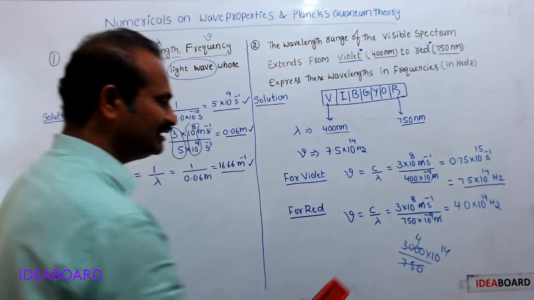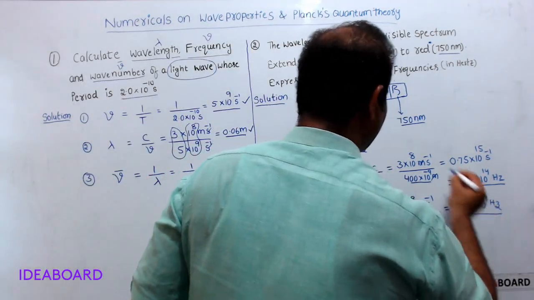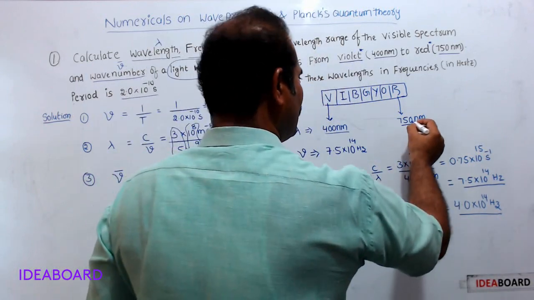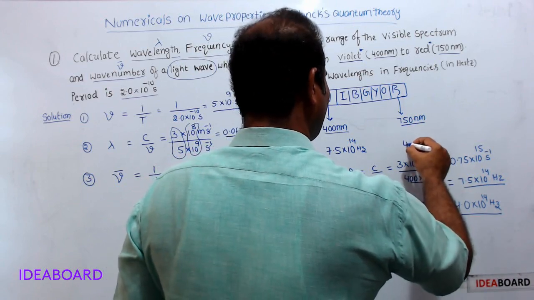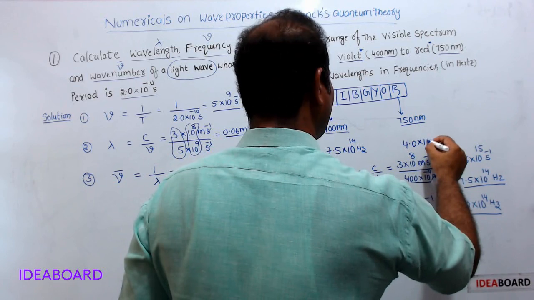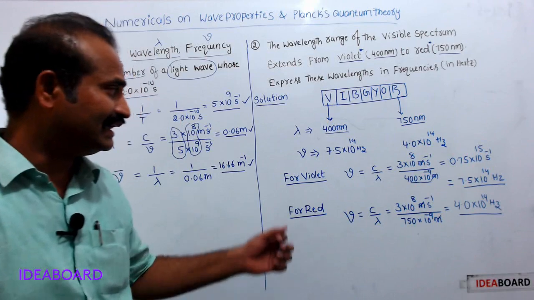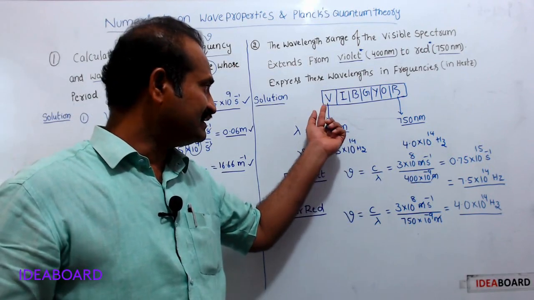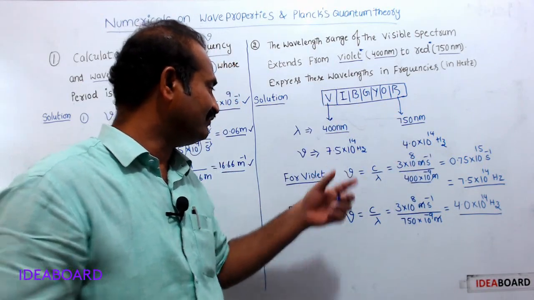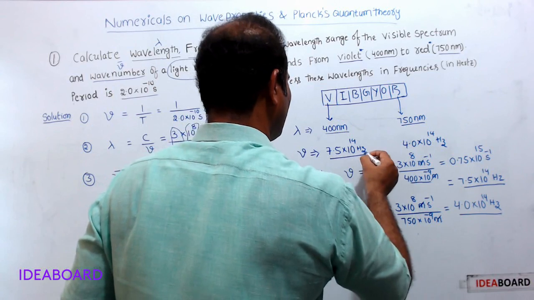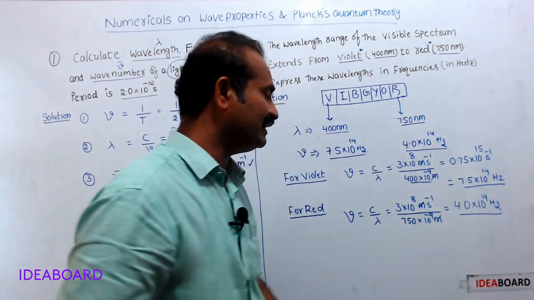So this is the frequency of the other extreme of the visible region. For red light, what is the frequency? 4.0 into 10 power 14 hertz. Therefore, we expressed the frequencies of violet and red. For violet light, the frequency is 7.5 into 10 power 14 hertz. For red, the frequency is 4.0 into 10 power 14 hertz.